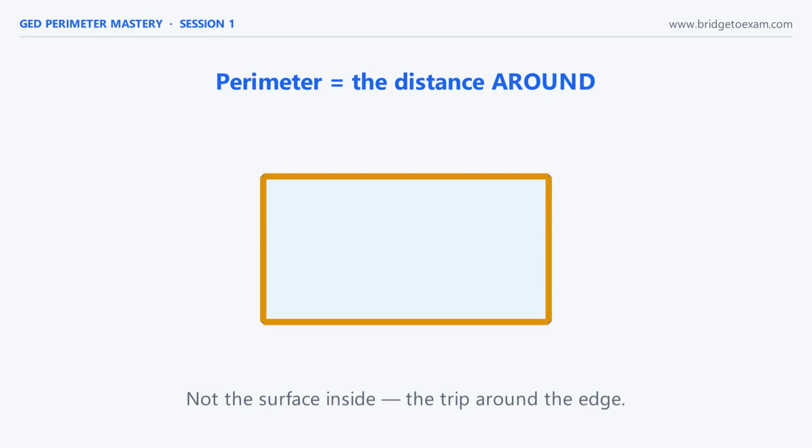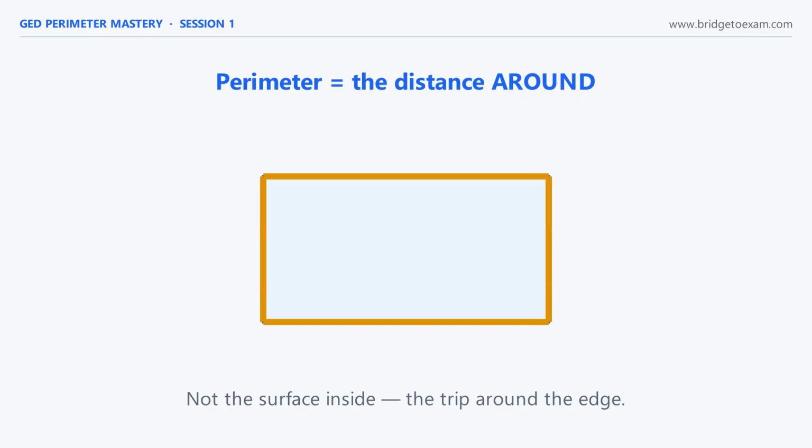Before any formula, we answer one question. What is perimeter really? Here's the whole idea in a single sentence. Perimeter is the distance around the outside of a shape. Get that picture in your head, and every formula in this course becomes a shortcut that makes sense instead of a rule you memorize.